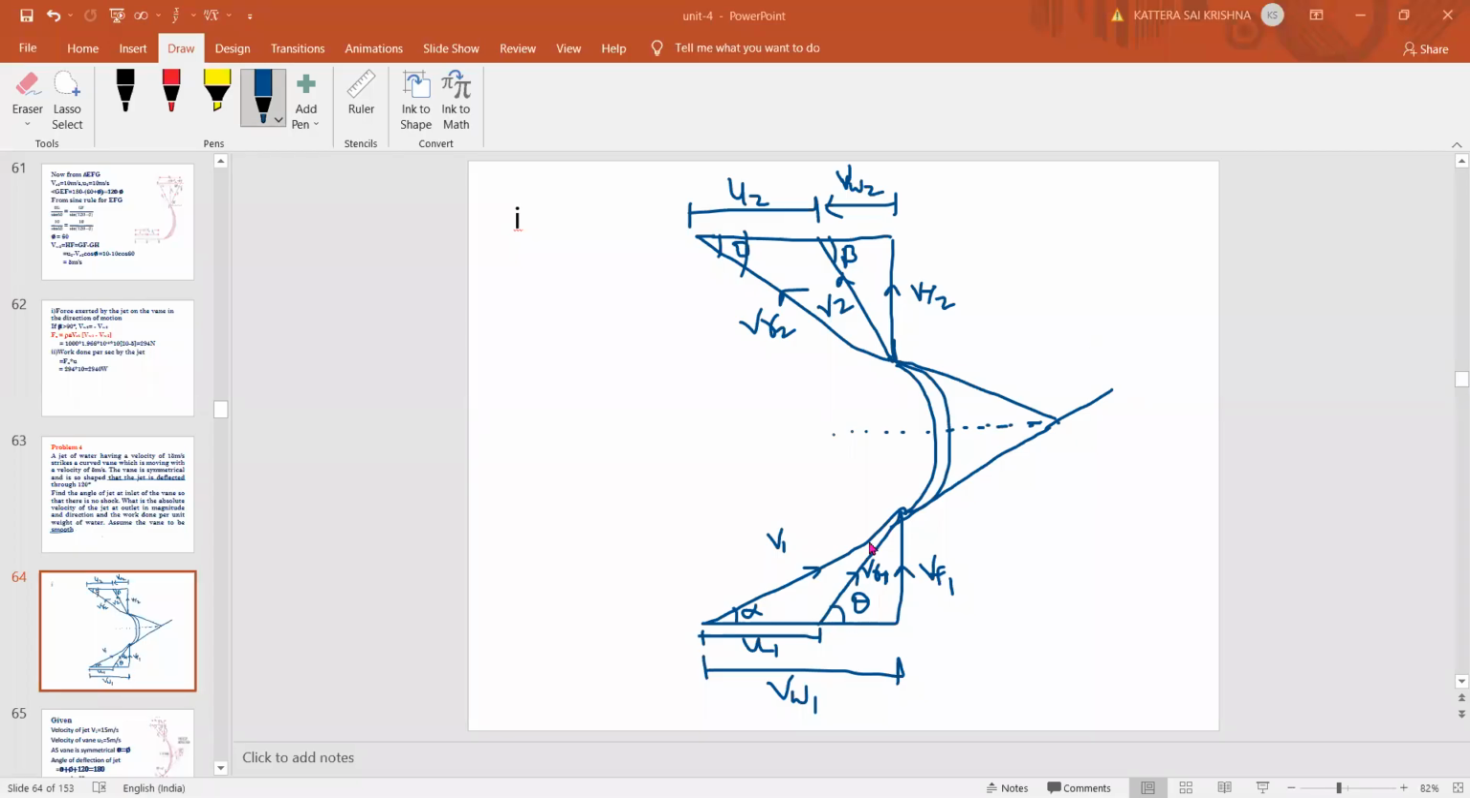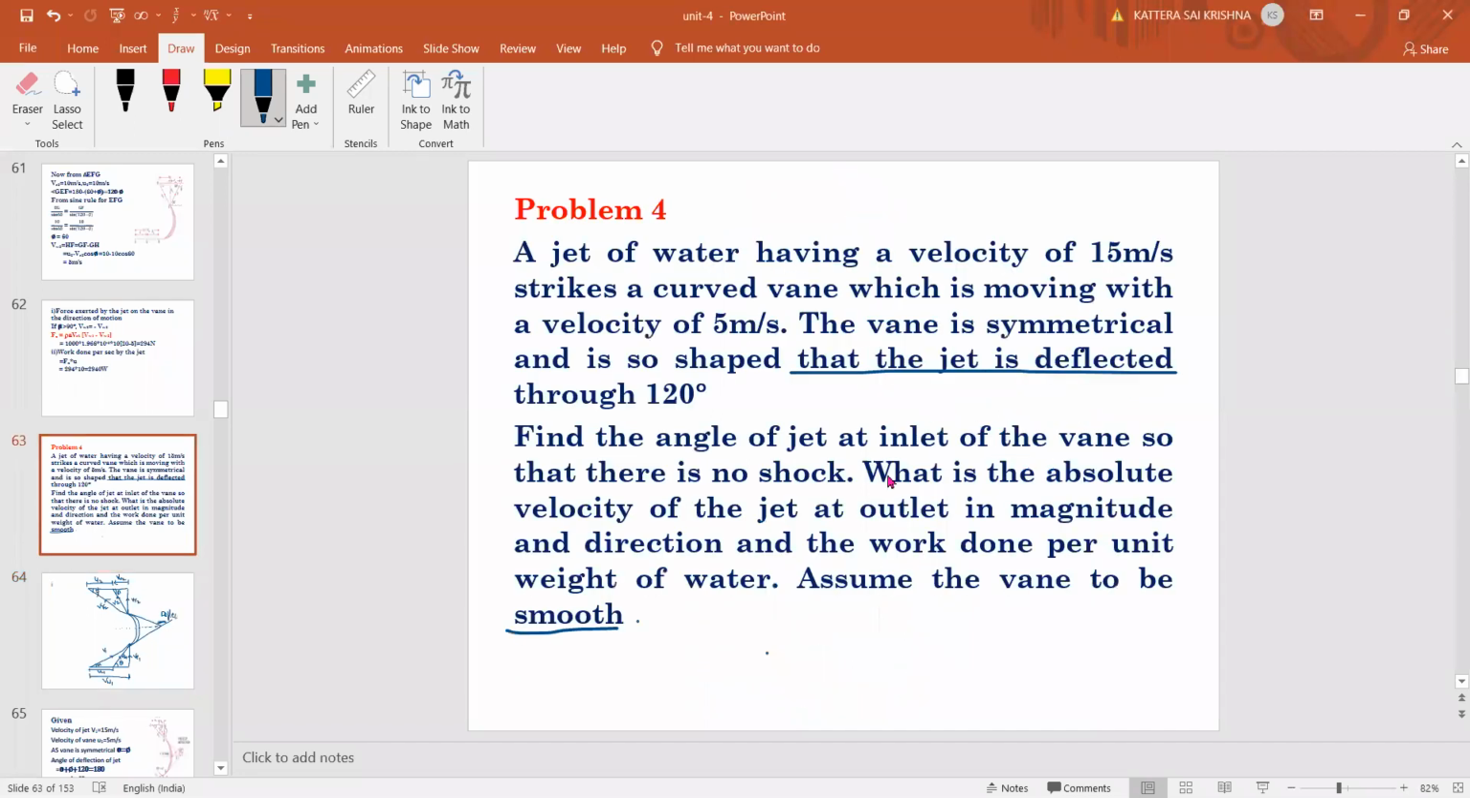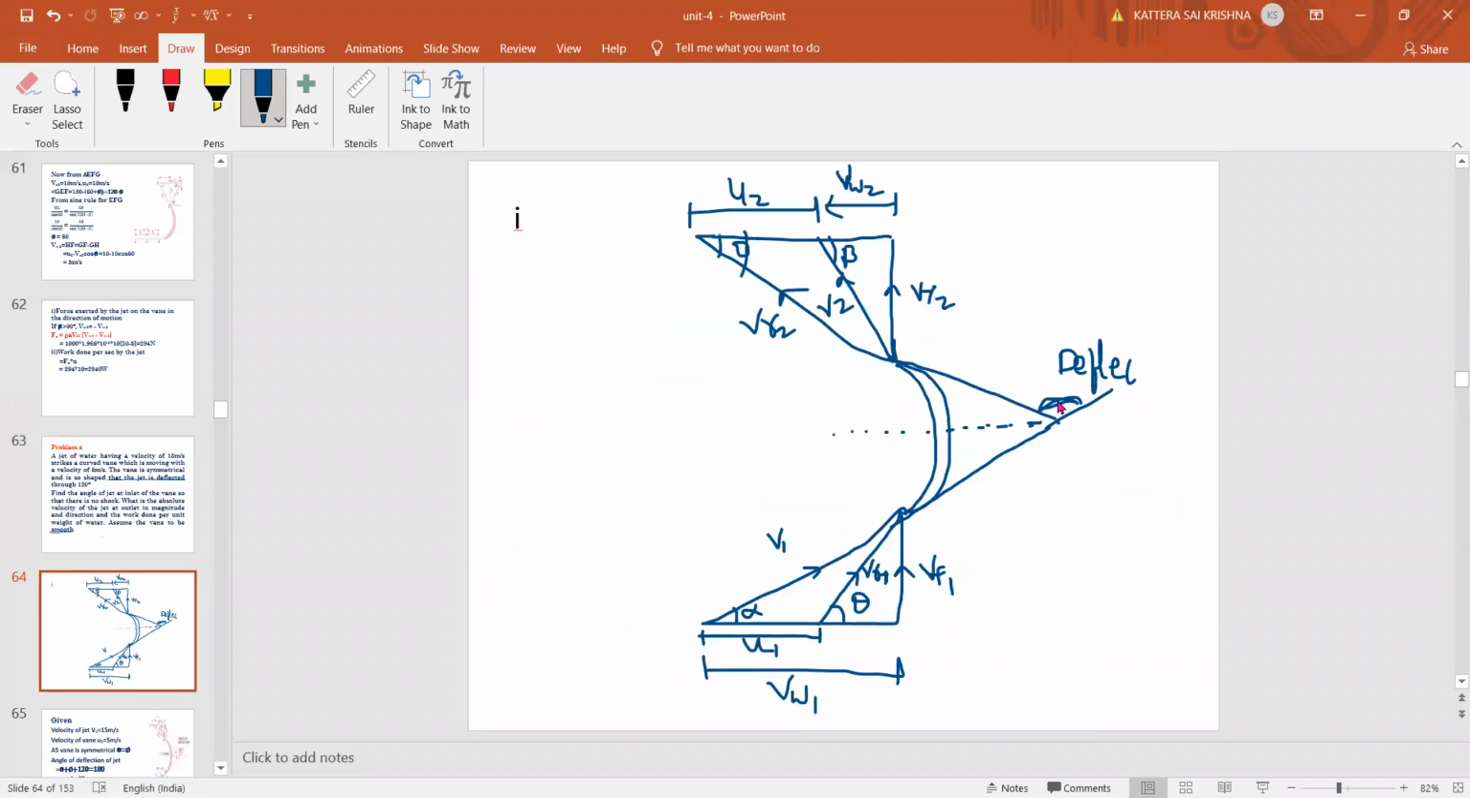Okay, so the jet coming here with relative velocity hits the blade and gets deflected here. This angle is called the deflection angle, the deflection of the jet angle. In this problem, the jet is deflected through 120 degrees. Remember, the jet is deflected through 120 degrees, so this angle is given as 120 degrees.